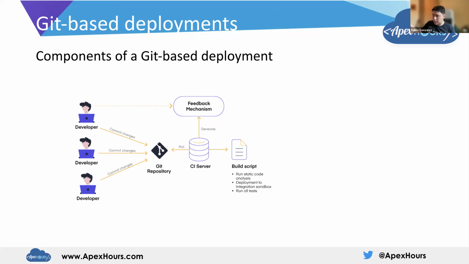So I know that's a lot of text. That's an image that represents the dynamics or the components of a Git-based deployment. So again, developers make changes to their org. They commit those to a Git branch. And then there's a CI server that is listening to that, and it automatically executes what is known as the build script. And that script is going to then do whatever you want. It could run static code analysis, run all tests, but eventually it would deploy to another org. And that's why it's called a Git-based deployment, right?